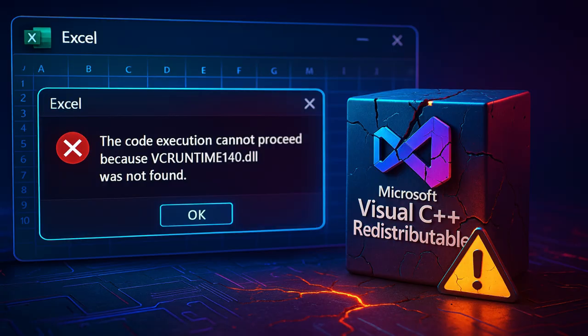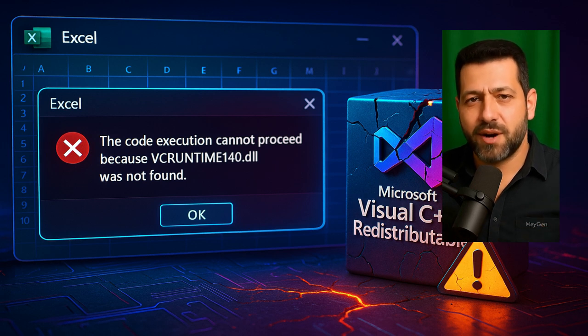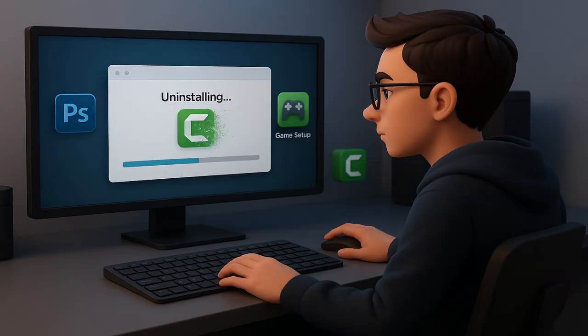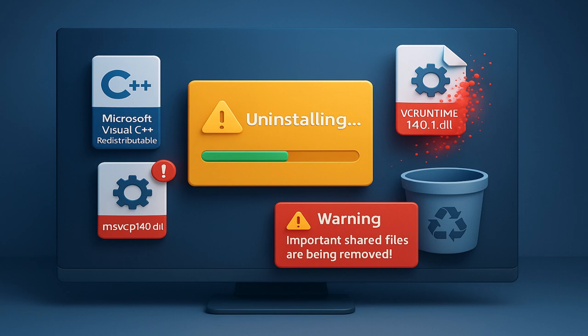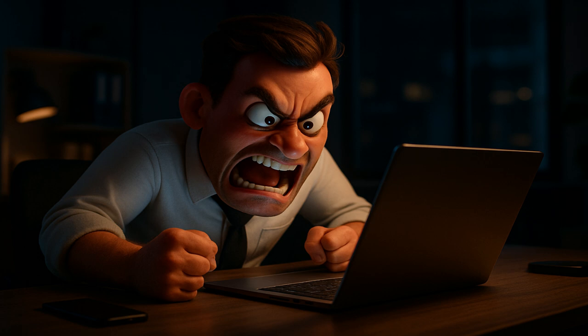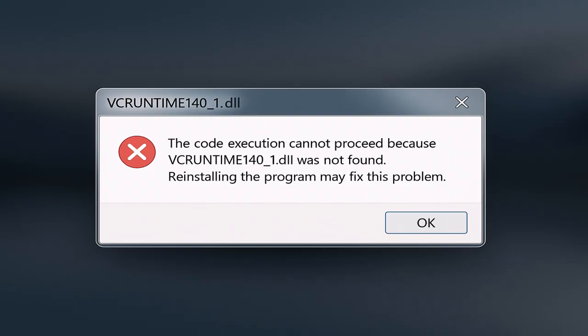But if this package gets corrupted or some of its files get deleted, like VCRUNTIME140.dll, programs can no longer function properly. Interestingly, this error can appear right after uninstalling programs like Camtasia. Sometimes when uninstalling a program, Windows mistakenly removes shared system files. And the result is a frustrating error like this. But don't worry, fixing this error is super easy. Just stay with me for a few minutes.